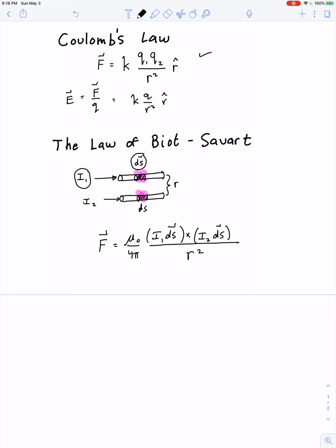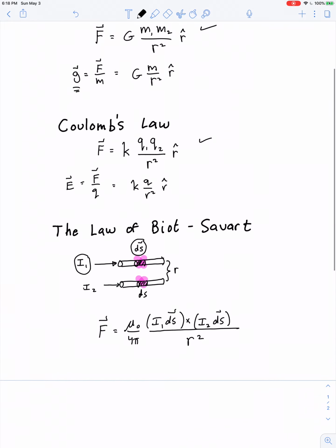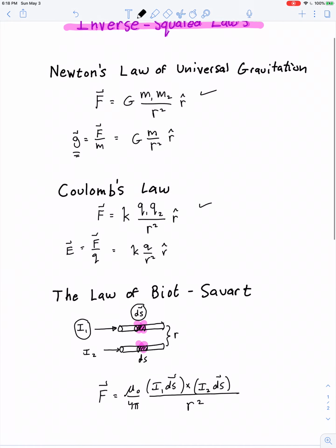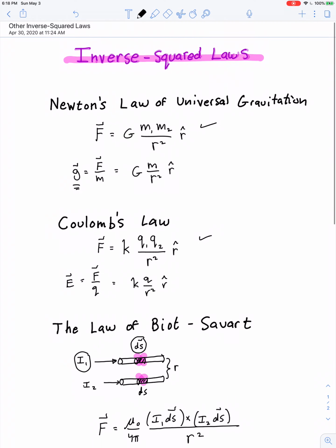So there you have it. Inverse squared laws show up a lot, and they describe some of the very fundamental forces of our universe. So your study of inverse squared laws does not begin and end with Newton's law of universal gravitation.